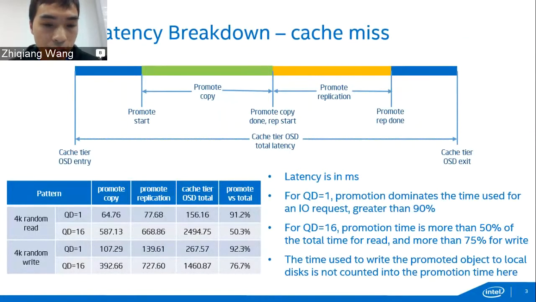As shown in the table, for random read, when Q depth is 1, the promotion time is above 90% of the total time. For Q depth 16, it is above 50%. For write, the time is even higher. For Q depth 1, the promotion time is above 90%, 92%. And for write with Q depth 16, it is above 76%. So from this, we can see most of the time is spent on the promotion.